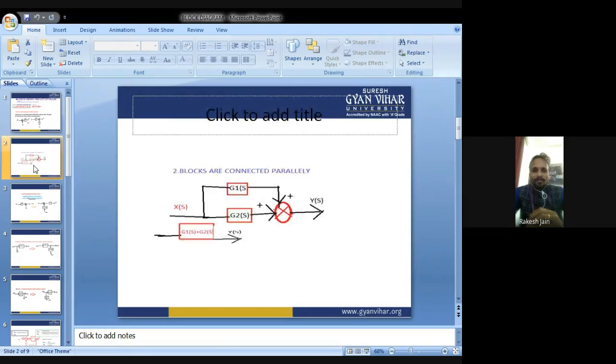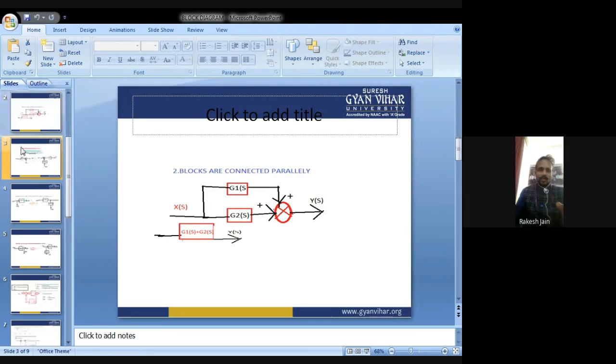Now if blocks are connected in series, then, as I told you in the first rule, the blocks will be multiplied by each other. Now if the blocks are connected in parallel, then they will be added to each other. See here, G1(s) and G2(s) are the gain of two blocks. Both are connected in parallel and both of them come in a summing junction with positive sign. So G1(s) plus G2(s), they will be added to each other.